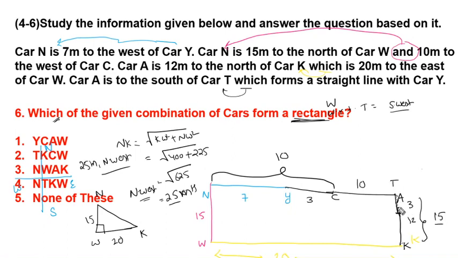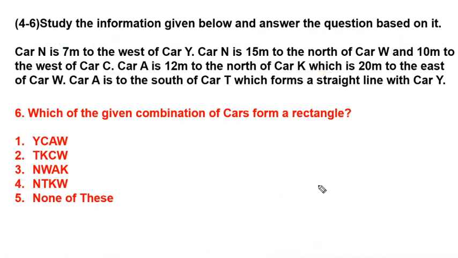okay, why, because A is a little bit 3 meters far from T, okay, so our answer is option number 4, NTKW, so this forms a rectangle. In a rectangle, remember, the basic concept is opposite sides are always equal. Okay, so let's go for the next model of question that can be asked.